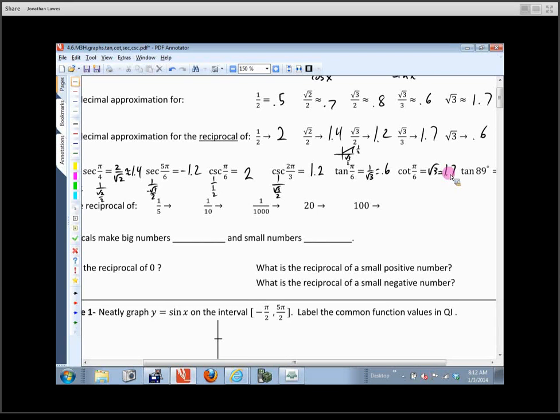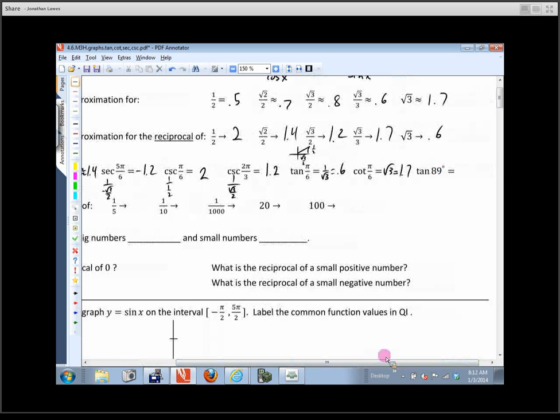Okay. Any questions? Okay. Now, this next one, we'd have to change the mode on our calculator. Not a common angle, 89 degrees. What's the tangent of 89 degrees? What'd you get? 57.2. Anybody confirm that? Okay, if you changed into degree mode, you'd get 57.2.